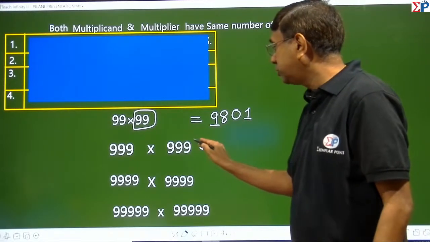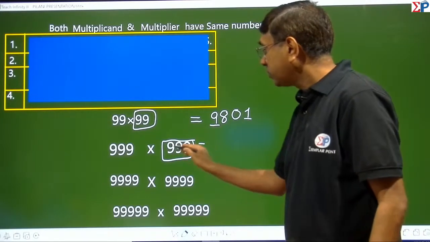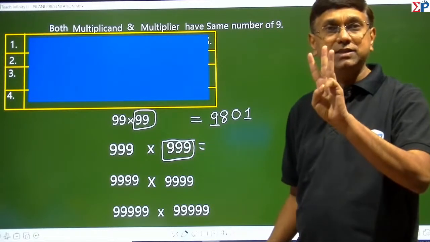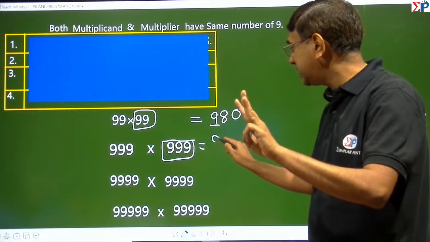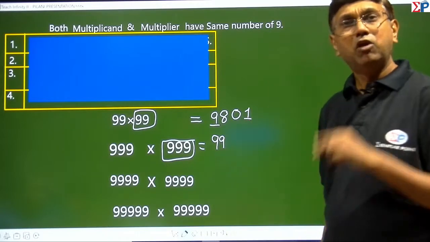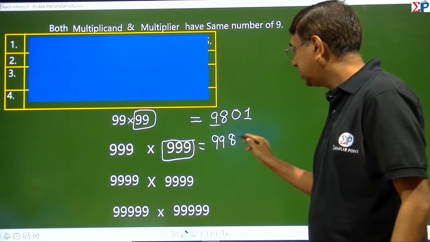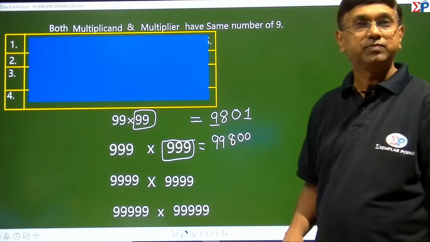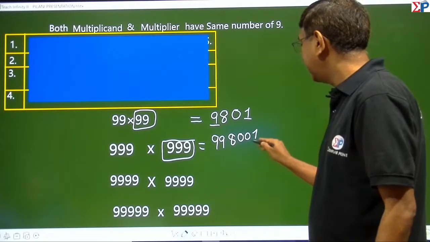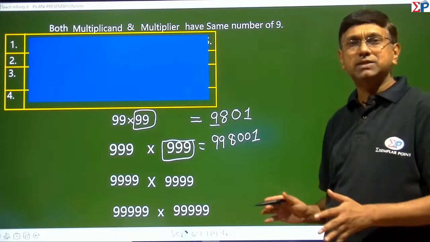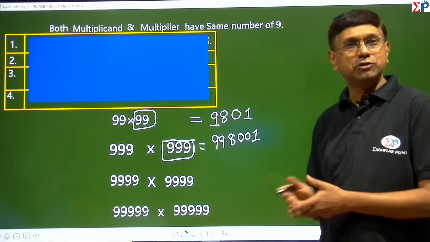So now let's come to this number. You will be more clear. We have 3 9s. So in the RHS we will just have 2 9s followed by an 8. How many zeros will you have? 2 zeros, followed by a 1. So that is the simple answer, 998001.